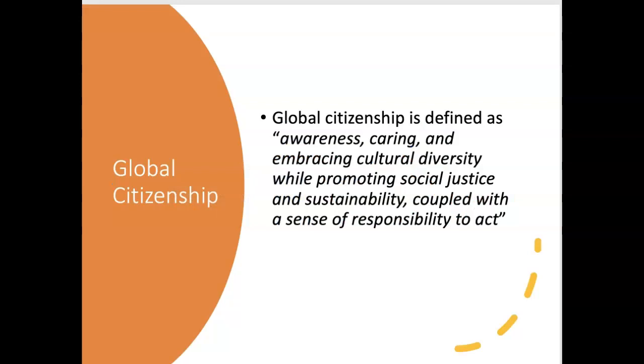So what does global citizen mean, or how is it defined? This definition looks at global citizen as defined as awareness, caring, and embracing cultural diversity while promoting social justice and sustainability. And that's coupled with a sense of responsibility to act. So we're going to look at all of this. Becoming aware of global trends and issues is the first step in understanding one's position and role within a larger global context. And that's really the basis of this course.